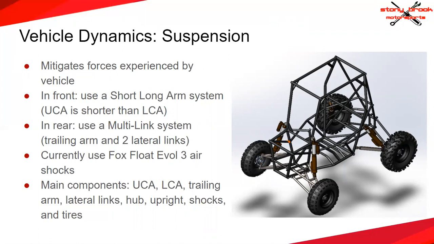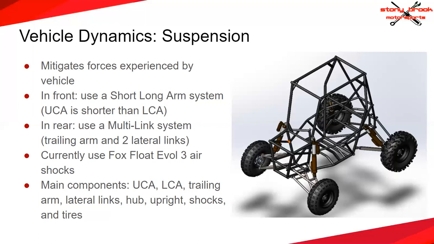on the vehicle. This consists of a short, long arm system in the front, which is basically an upper control arm that is shorter than the lower control arm. We also have a multi-link system in the rear, which has 3 links consisting of the trailing arm and 2 lateral links, which I will show you later because that seems like a lot of big words that don't make sense. But basically in the front and the rear of the car, we use uprights that connect these links to the tires.